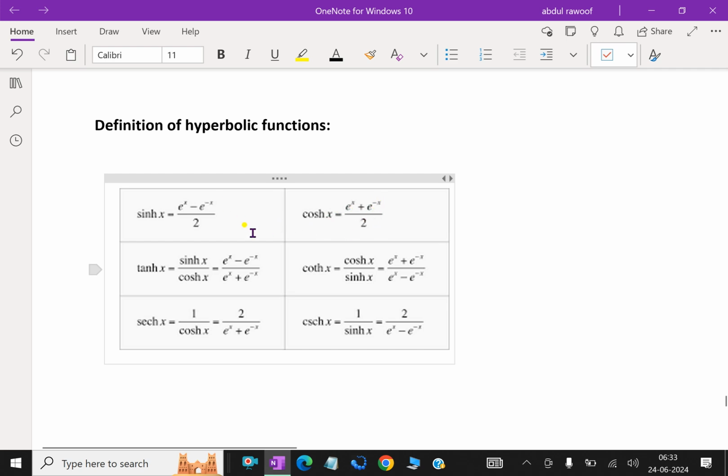From these two definitions, we can find other functions also. Tanh x equals sinh x divided by cosh x, equals (e^x minus e^(-x)) over (e^x plus e^(-x)). Coth x is the reciprocal of tanh x. Sech x is 1 over cosh x, that is 2 over (e^x plus e^(-x)). Like that, cosech x is the reciprocal of sinh x.